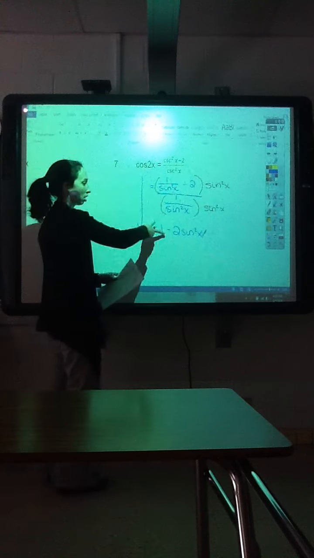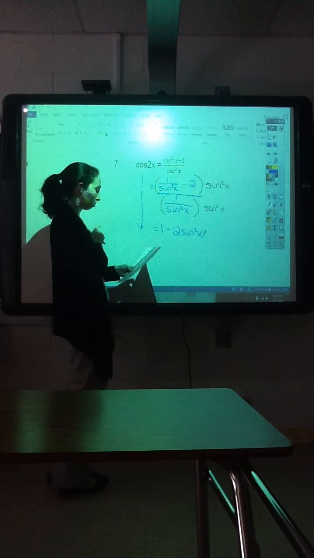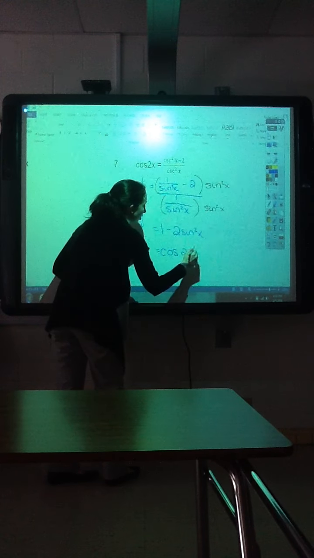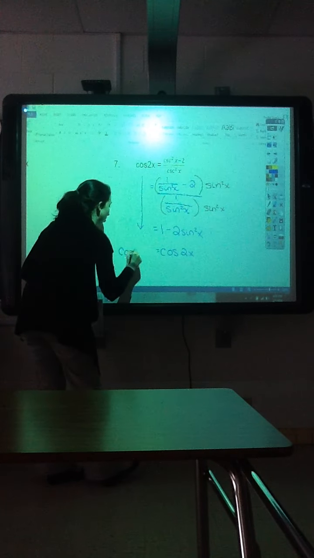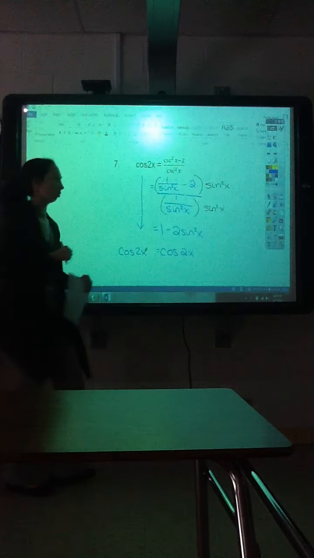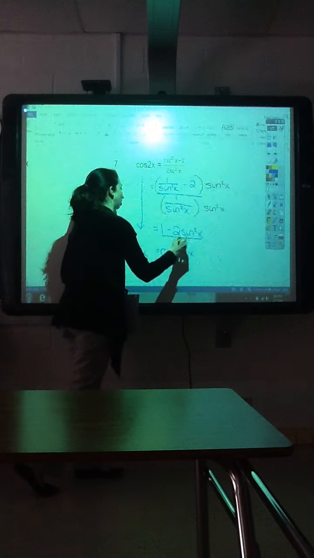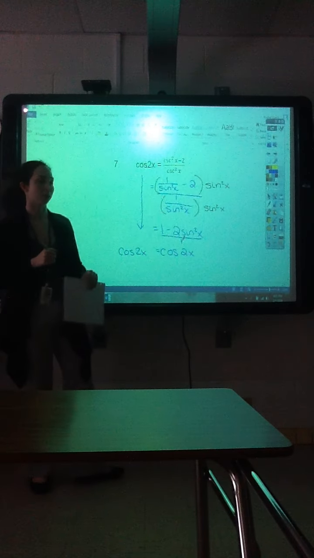So then with that being said, this is a cosine double angle formula. So you end up with cosine of 2x and cosine of 2x. We only need to see it as the over 1. There's the over 1.